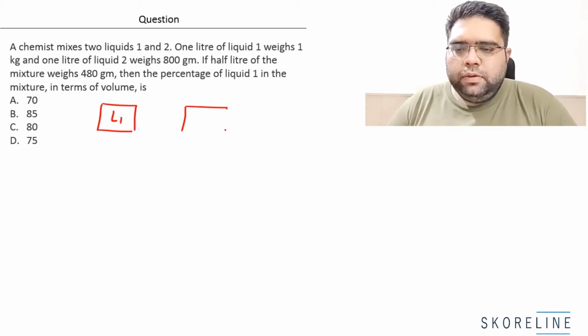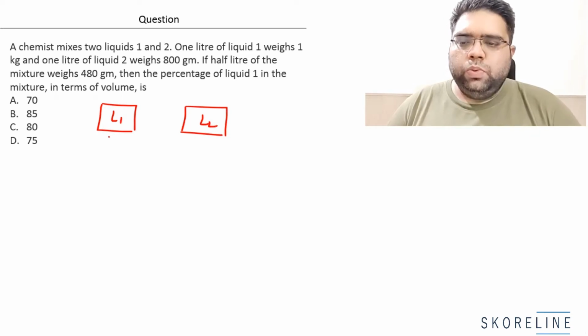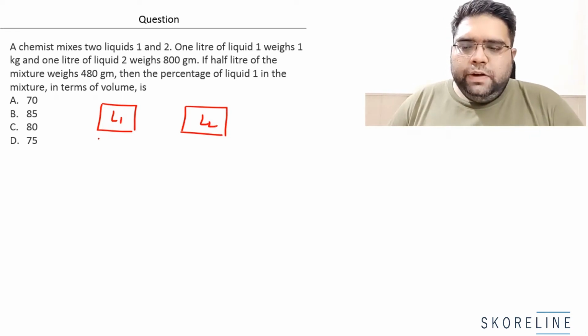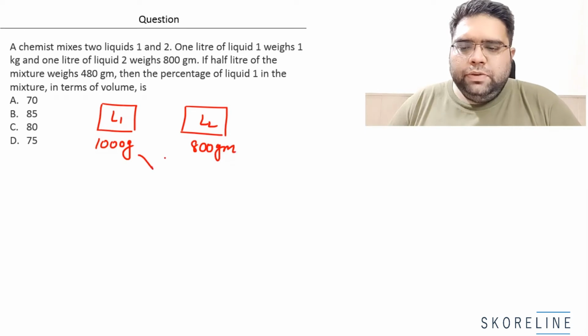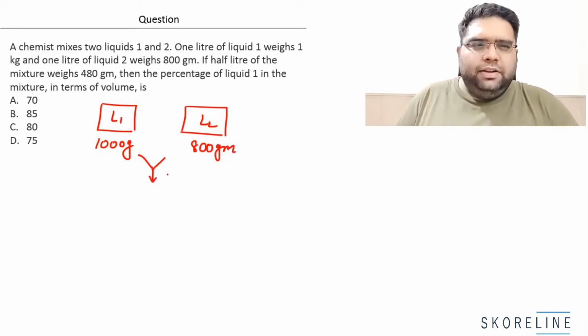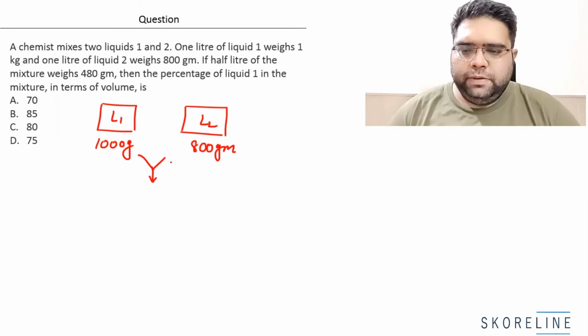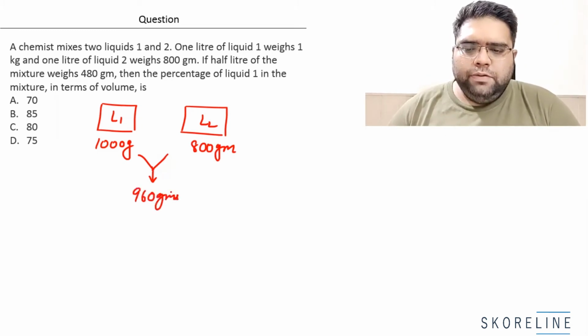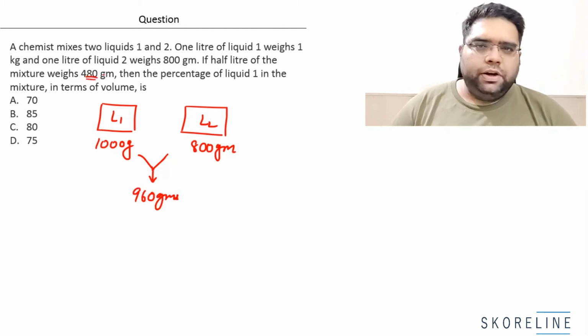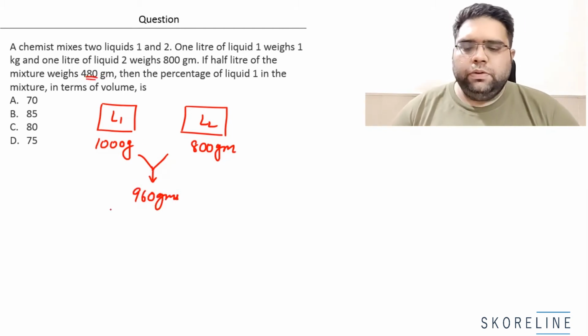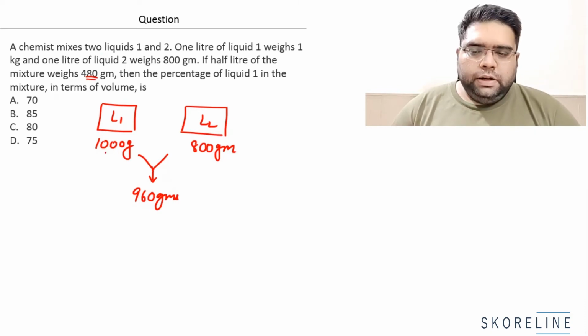liquid 1 and this is liquid 2. Now 1 liter of liquid 1 weighs 1000 grams, 1 kg, and liquid 2 weighs 800 grams per liter. When they are mixed together, their average weight per liter becomes 960 grams. We are given 480 grams per half a liter, so we'll convert it to per liter to keep the units constant. So per liter it weighs 1000 grams, per liter it weighs 800 grams, overall it weighs 960 grams, right?